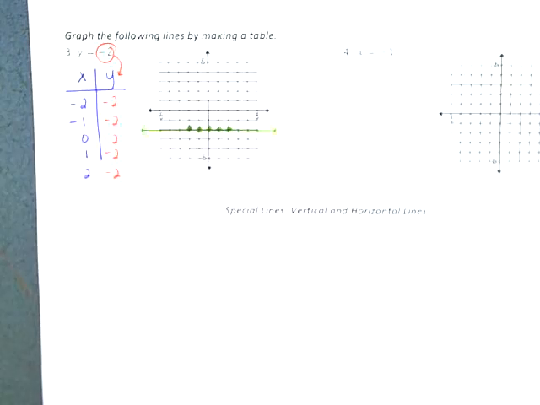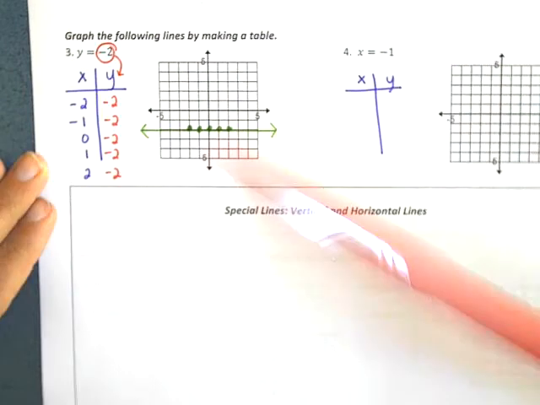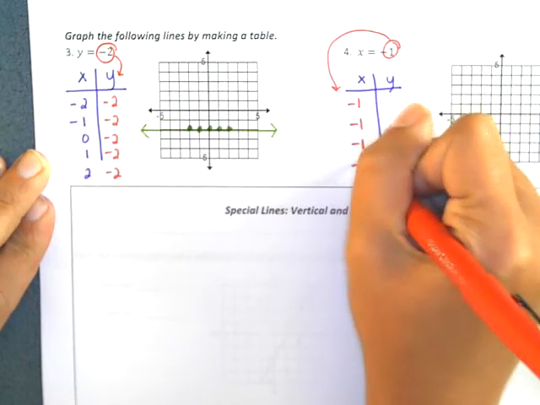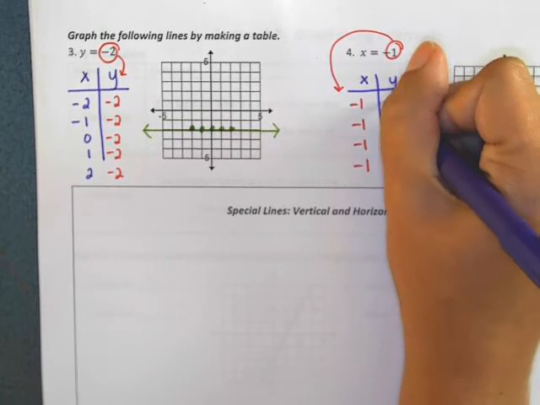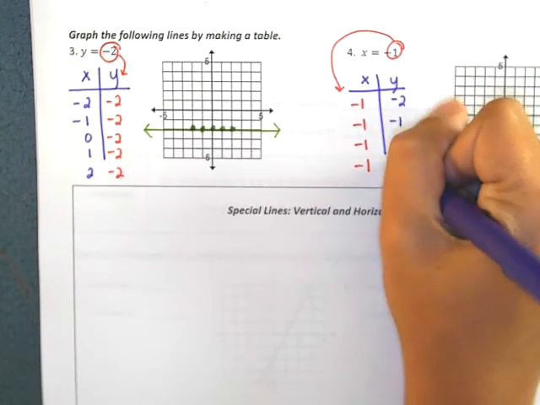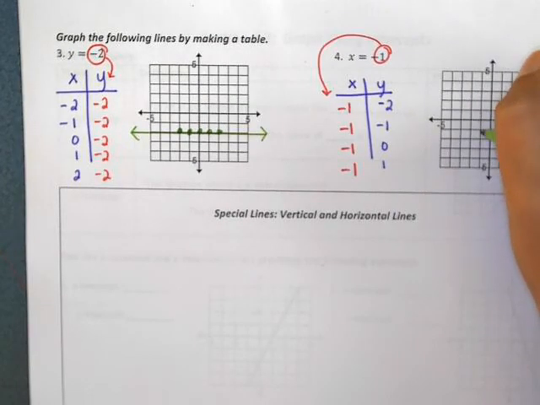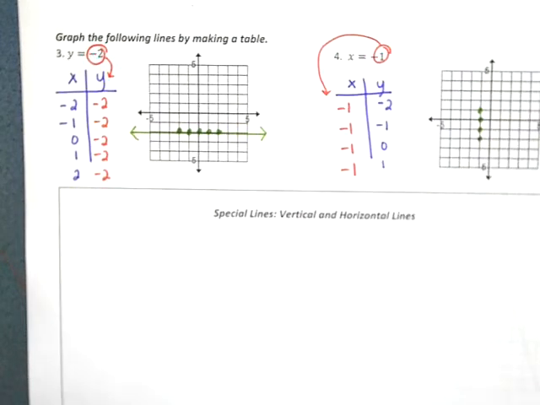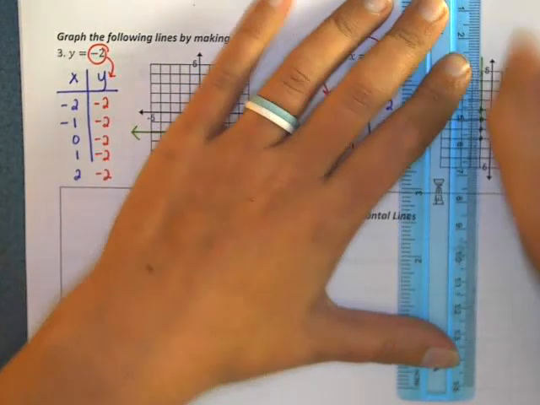If I were to make a similar table, but for the fourth equation here, it says in the equation x is negative 1. And what that means is that all of the x's in your table need to be negative 1's. But the y's could be whatever they want. There is no y in this problem. So I could make it negative 2, negative 1, 0, 1. Doesn't matter. If I were to graph those, I would have negative 1, negative 2, negative 1, negative 1, negative 1, 0, negative 1, 1. So all of my points are lining up. It's just that they're making a perfectly vertical line, which is a little bit weird.